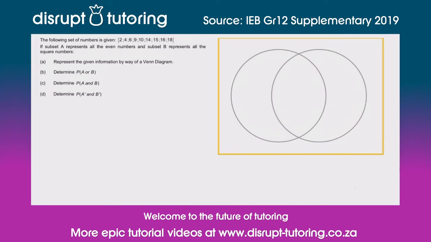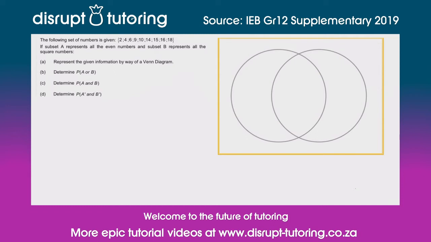Today we're going to deal with a probability question, and with that in mind, let's dive straight in. So they've given us this set of numbers: 2, 4, 6, 9, 10, 14, 15, 16, 18. They've said if subset A represents all the even numbers and subset B represents all the square numbers, we need to represent the given information by way of a Venn diagram.